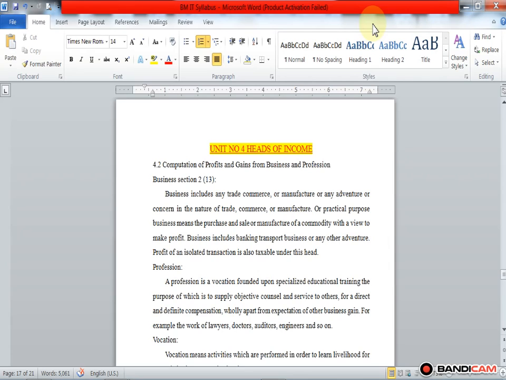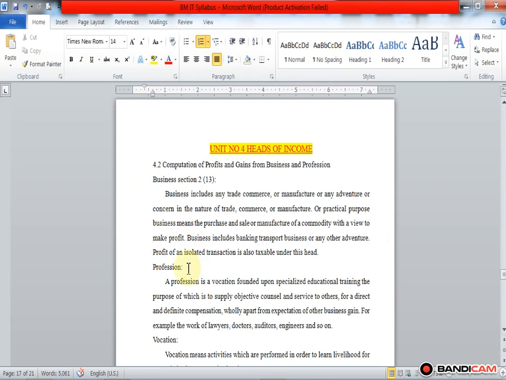So business means any concern which is engaged in a manufacturing process, or in other words, business means sale and purchase of commodities with a view to make a profit. It is called a business according to section 2 subsection 13.